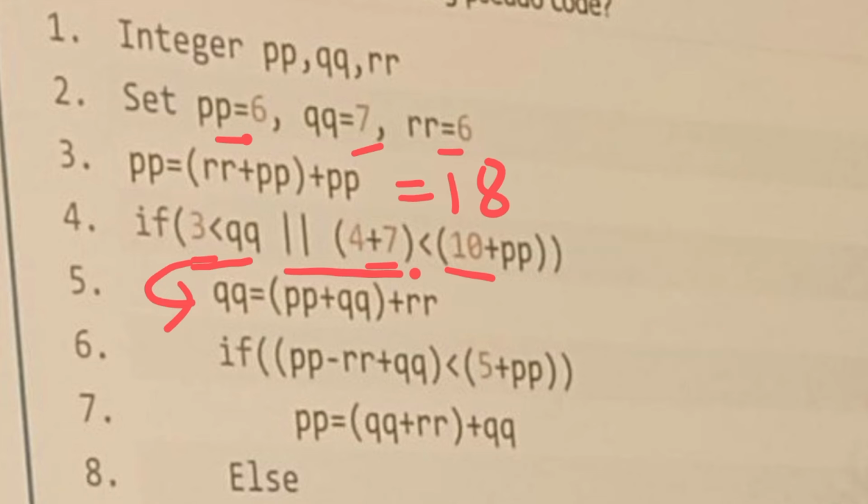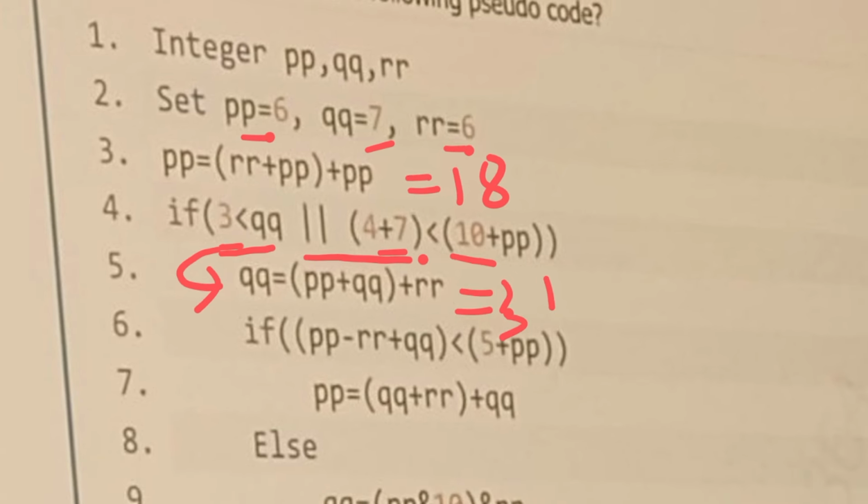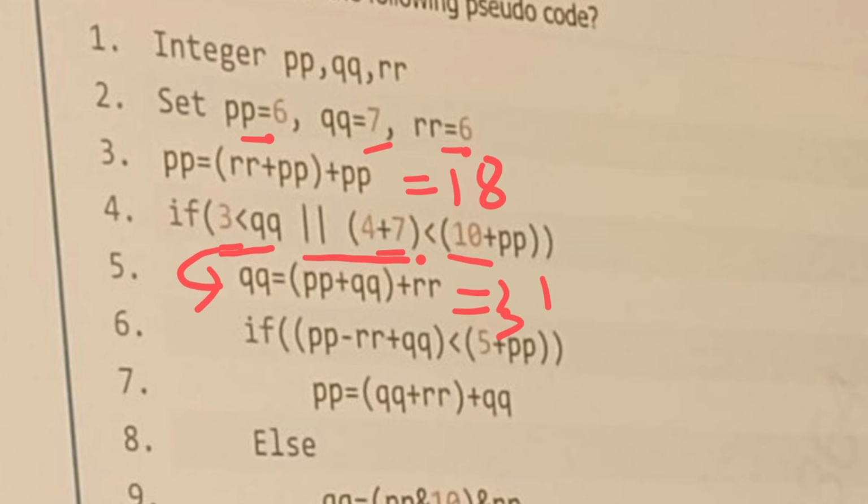So q is equal to p plus q plus r. The new value of q becomes p plus q, p is 18, q is 7, so 18 plus 7 is 25, plus r which is 6, so this becomes 31. Q value is 31. And again we are checking an if condition. If p minus r plus q, p is 18, r is 6, so 18 minus 6 is equal to 12, plus q which is 31, 12 plus 31 is 43.